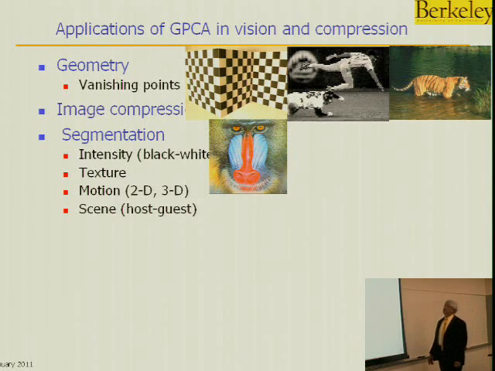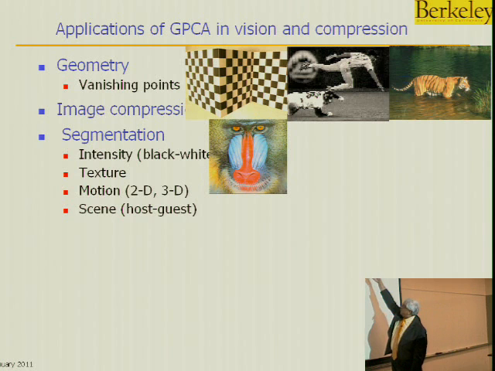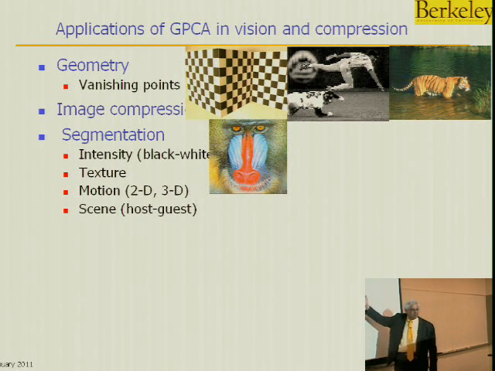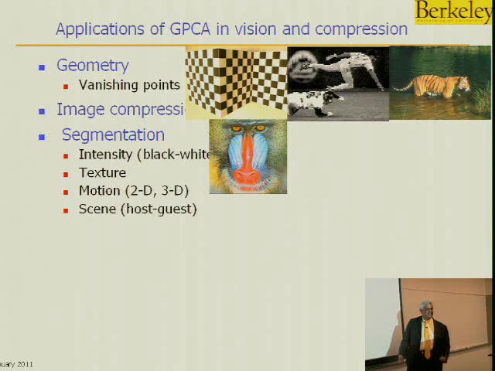And you can segment things based on color. This is black and white, a grayscale image. You might want to segment them based on intensity. You might want to segment them based on texture. In this compression business, the test image they use for testing all their compression algorithms is this wonderful baboon.